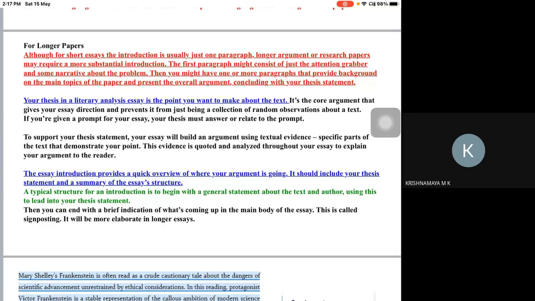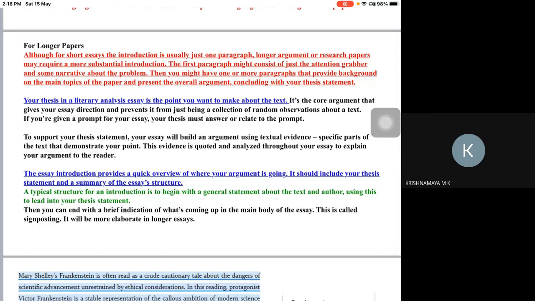Imagine that you are making three different points in the three body paragraphs. So a small introduction to that should be there in your introductory paragraph, because then the reader knows what to expect in the body paragraphs. So that should also be there in the thesis statement. Okay, that actually is like the blueprint of the rest of the essay, which tells us these are the points that we can look forward to in the next body paragraphs. So that should be encapsulated in the thesis.